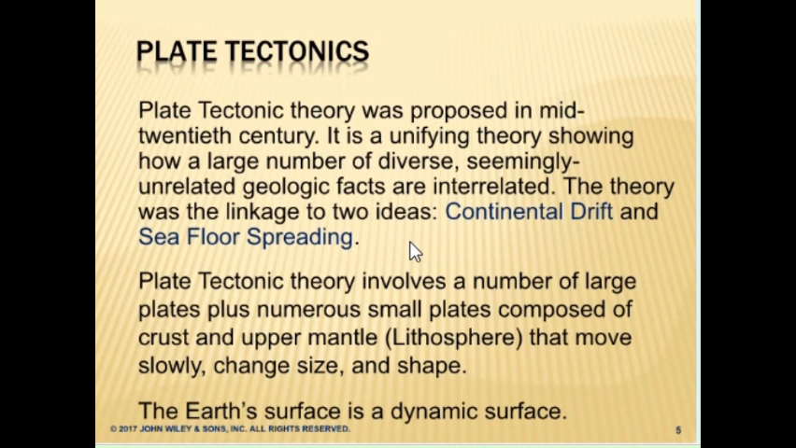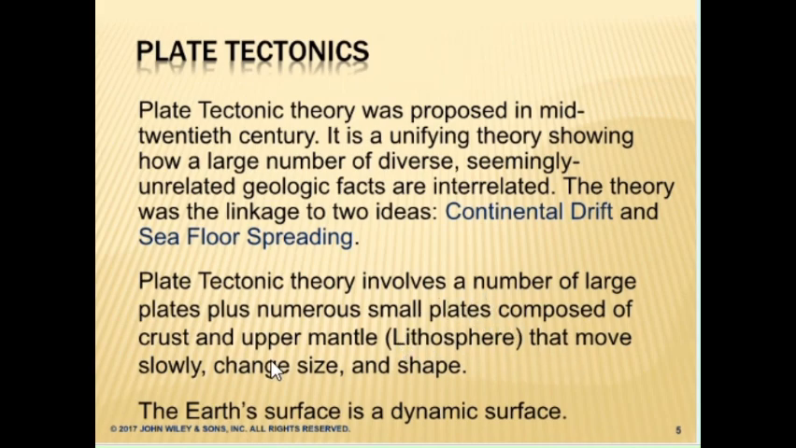With those two ideas, we're able to come up with the theory of plate tectonics. And that theory simply states that the Earth is made up of lithospheric plates that are constantly in motion, and have moved over the last 200 million years. So it involves a number of large plates and numerous small plates composed of crust and upper mantle. The crust and the upper mantle make up the lithosphere, all right?